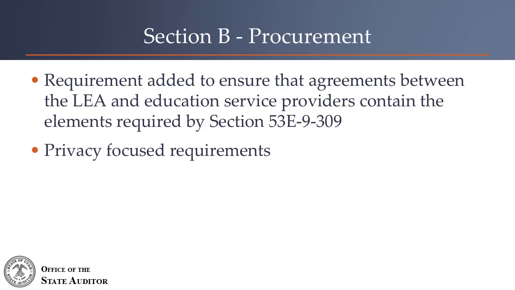The next update is a requirement added to Chapter 3, Section B, under the Procurement subsection: to select a sample of agreements the LEA has with education service providers and/or education technology applications and determine that the agreements include the required provisions found in Utah Code 53E-9-309. This section of code is focused on protecting student data.